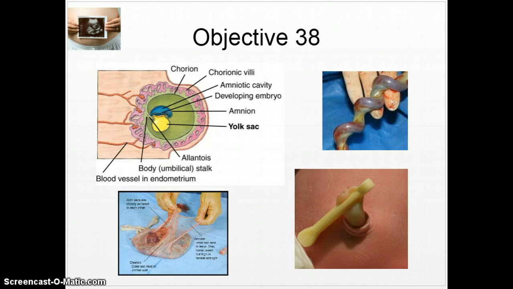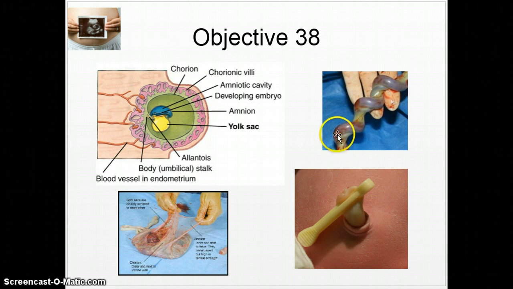Here are just some pictures of the developing embryo. You can see right here that we have implantation complete. We have the chorion and the chorionic villi going into the endometrium. Here we have the yolk sac and the developing embryo. In this picture, we have separation of the amnion and the chorion from the placenta, the amniotic membranes.